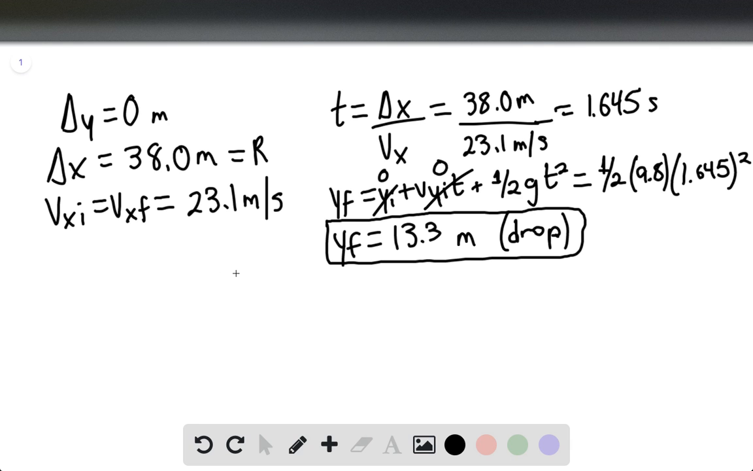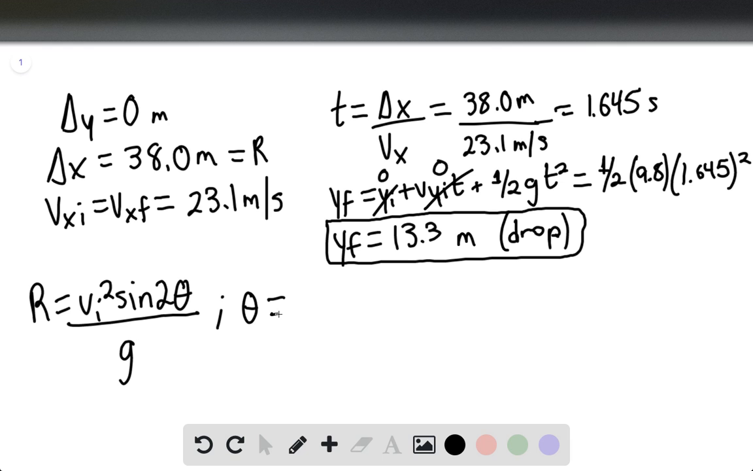point. So in order to find the correct angle to fire the arrow from, we can say that r equals v initial squared sine of 2 theta divided by g. So this is the range equation, and then you can simply solve for theta and then use 38 meters for r in order for the arrow to hit the target. So because delta y needs to be 0 meters, we can use the range equation. If we don't shoot it at an angle, the arrow will hit 13.3 meters below the target.